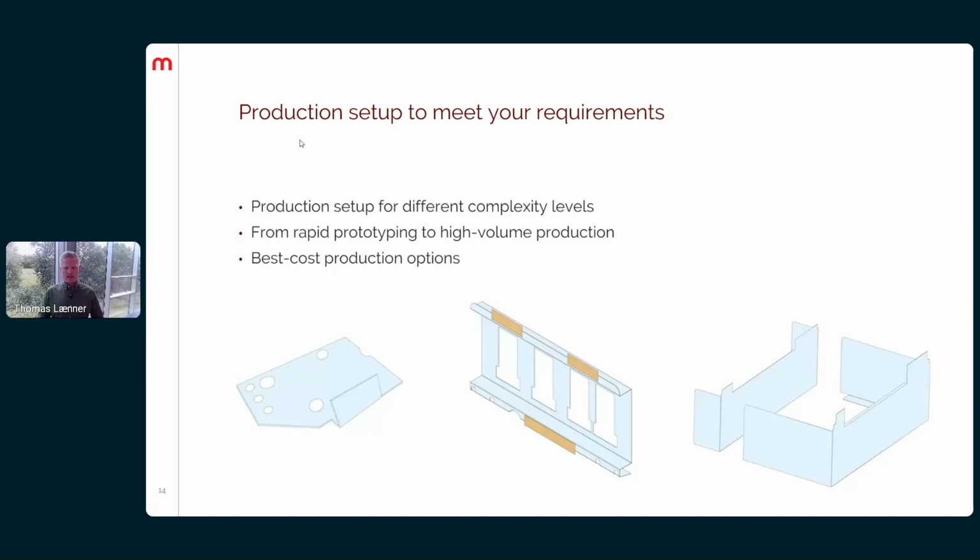Whether it's a simple part with a single bend, or it's highly customized with more bends and two parts put together, or even added adhesive pads, we can support. And we can also scale it accordingly in our production. We also support early stage development from prototyping to high volume production. And we have the best cost production options for each of your specific design and requirements.